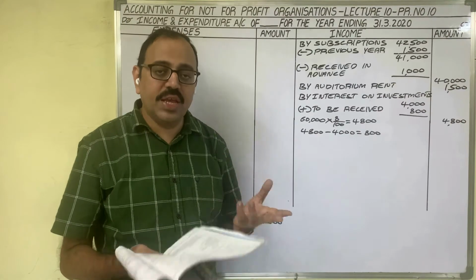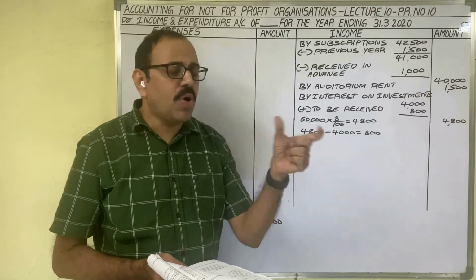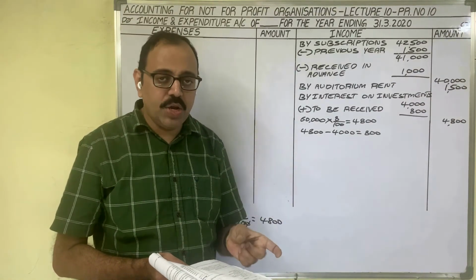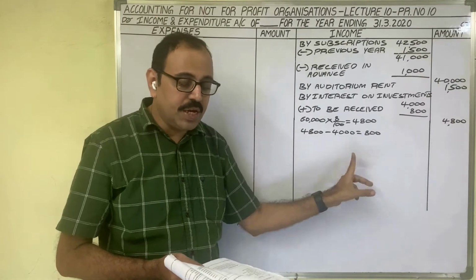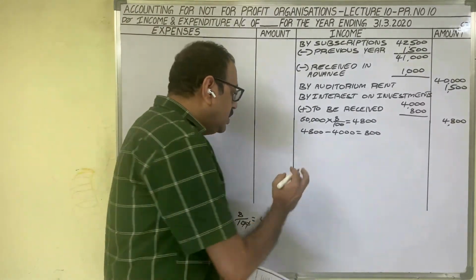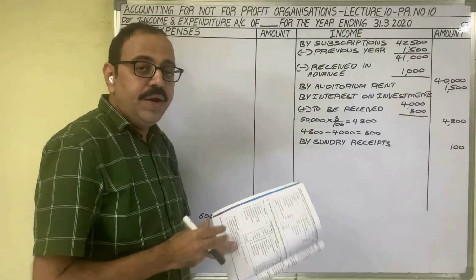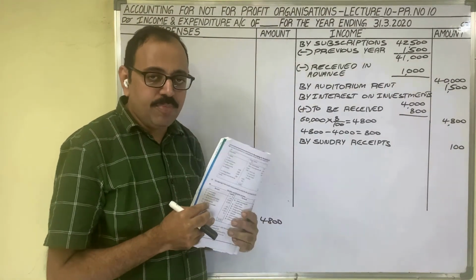Next, sundry receipts 100 rupees. Sundry means various, so various small receipts. This is revenue income. On the credit side it appears: by sundry receipts. With this, the debit side, receipt side, is completed.